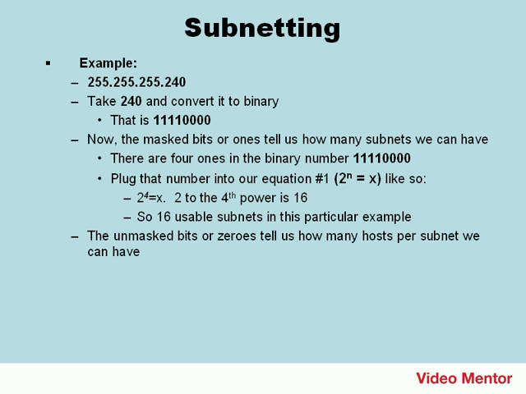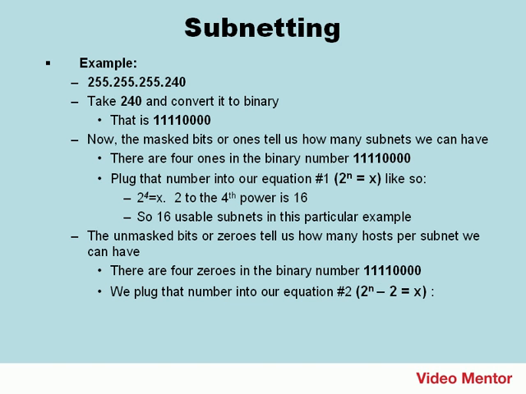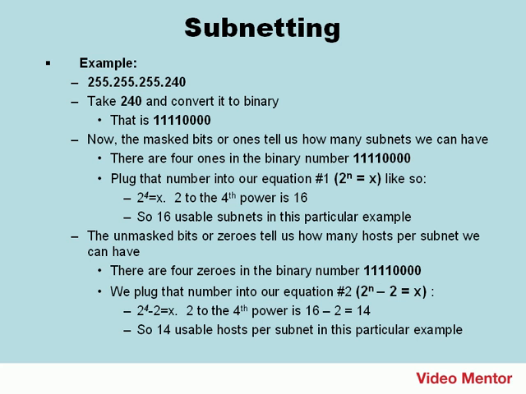Now the unmasked bits, or the zeros, tell us how many hosts per subnet we can have. There are 4 zeros in the binary number 11110000. So now we plug that into our equation number 2. 2 to the n power minus 2 equals x. So it's 2 to the 4th power minus 2 equals x. And again, 2 to the 4th power is 16. Minus 2 equals 14. So we can have 14 usable hosts per subnet in this particular example.